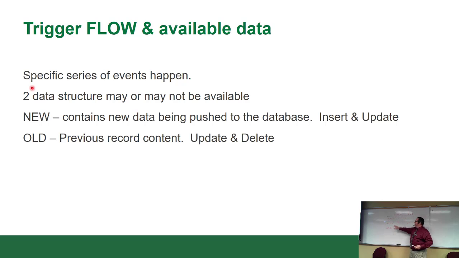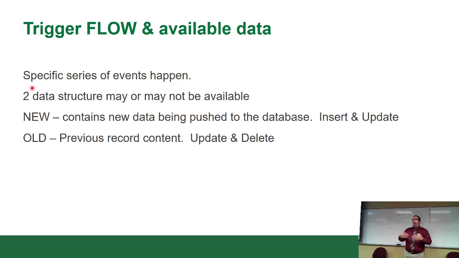So, new contains the values being put into the database. Old contains the values that were there. So why would people think, well, why do you need old and new? For example, you're doing an update. And when you do an update, you have access to two structures, new and old. That means you can compare the values being pushed in to the values that were there before.